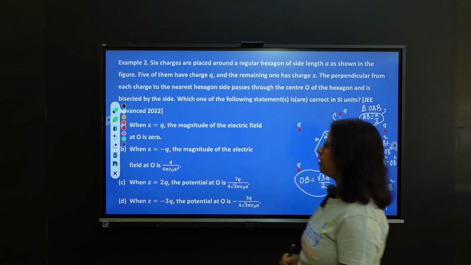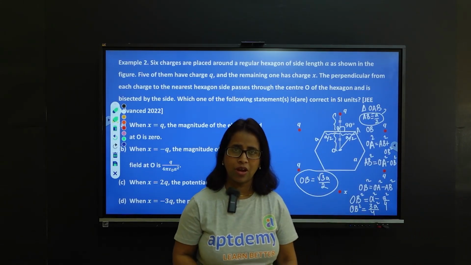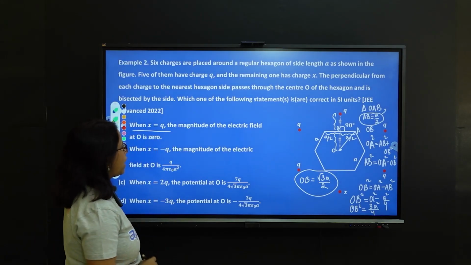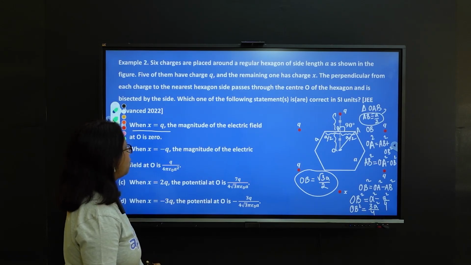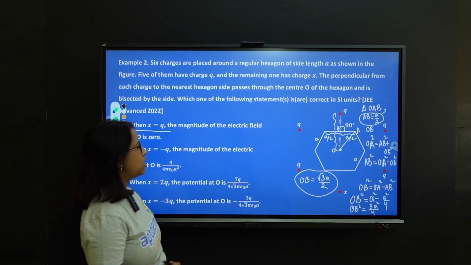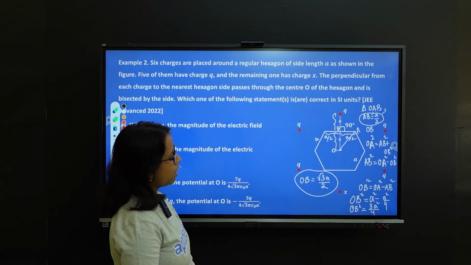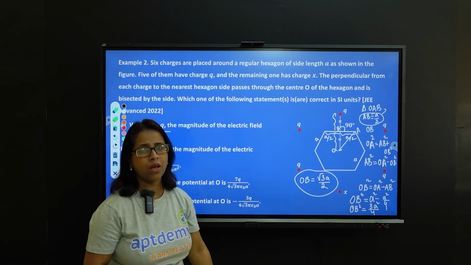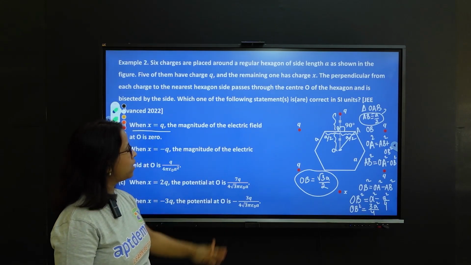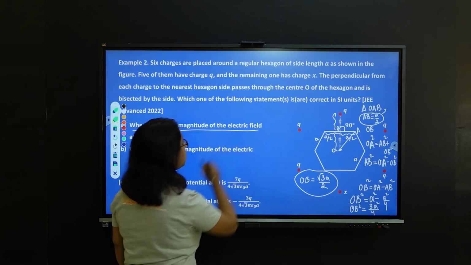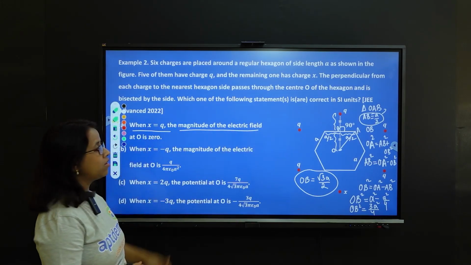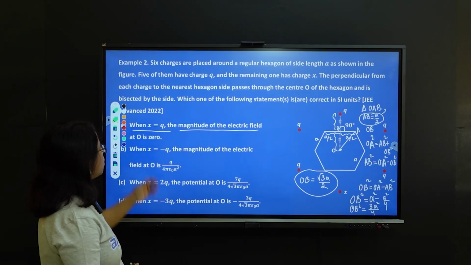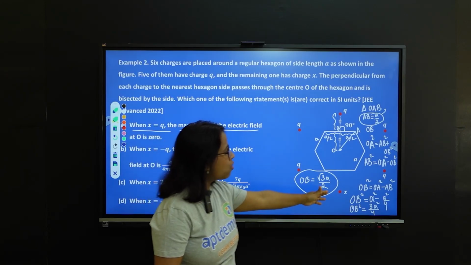Now why am I worried with this? Let us look at the questions and try to find out why. Let's explore the cases now. When x equals q, the magnitude of the electric field at O is 0. Is this true? Let's look at the diagram. We have a regular hexagon and we have the center of the hexagon at the point O. We need to find out the magnitude of the electric field at the point O. We are not concerned with the direction, we are just talking about the magnitude. Now if x is equal to q, how will the figure change?